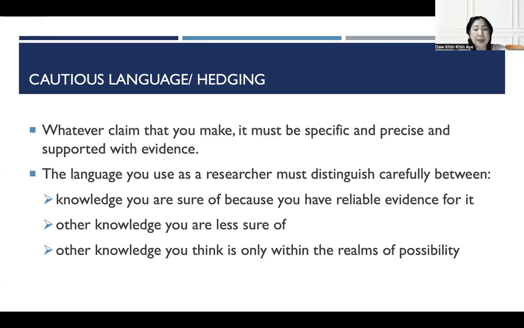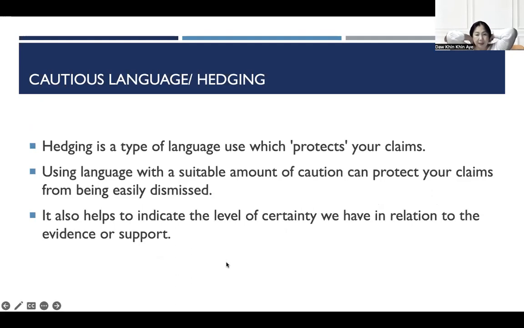Okay, now in that case, if you are certain about it, you can say so. The language you use as a researcher must distinguish carefully between knowledge you are sure of because you have reliable evidence for it, other knowledge you are less sure of, and other knowledge you think is only within the realms of possibility. For the last two cases, hedging is a type of language you can use, which protects your claim to prevent you from overclaiming a point. Using language with a suitable amount of caution can protect your claims from being easily dismissed. It also helps indicate the level of certainty we have in relation to the evidence to support it.